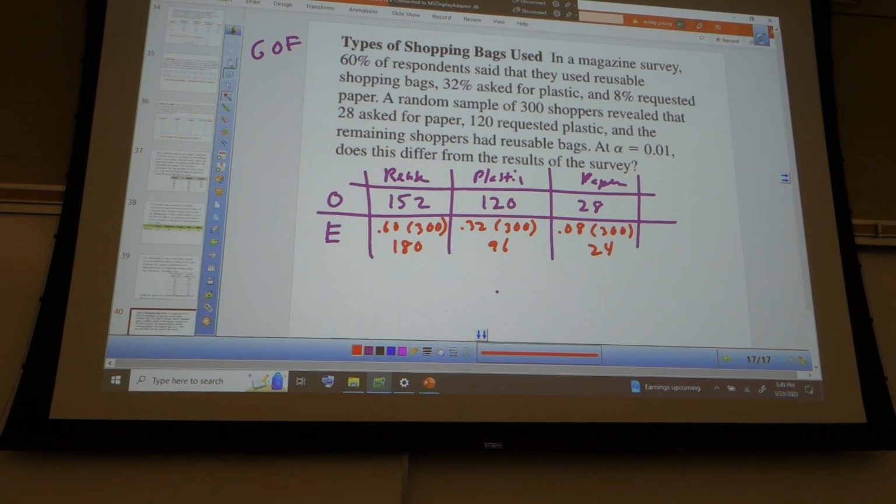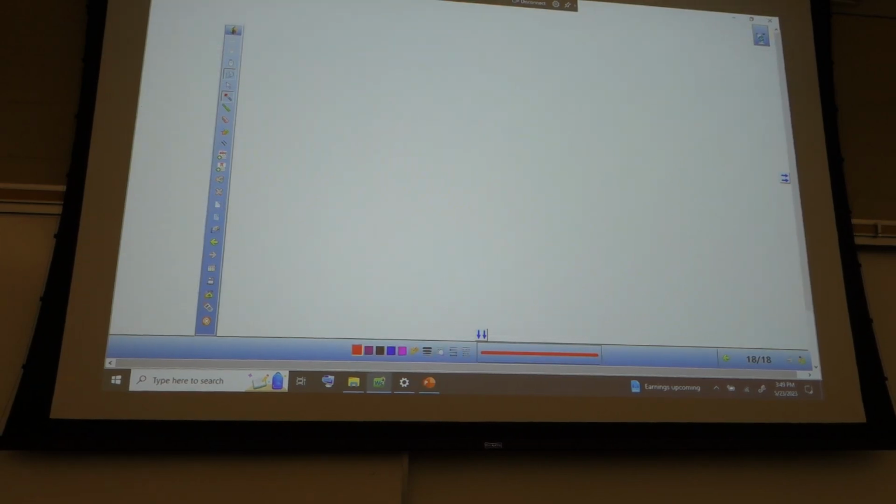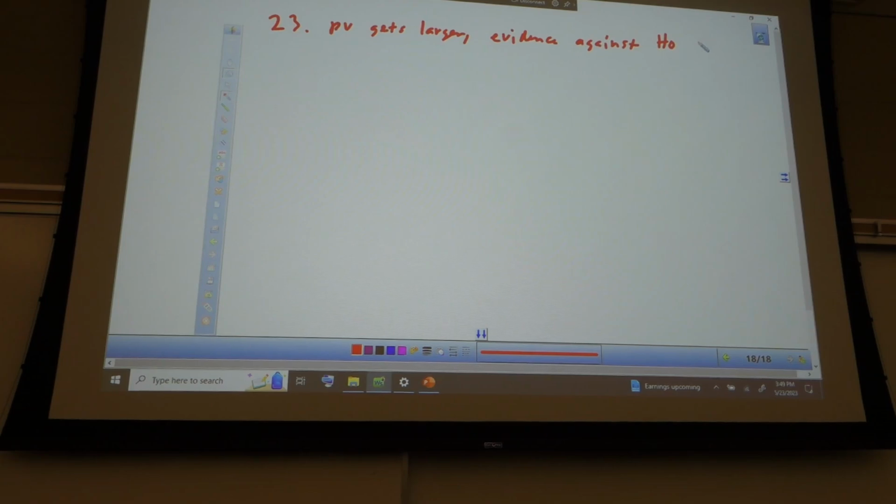All right, so next we're going to take a look at the multiple choice ones. Number 23 was: as the p-value gets larger, evidence against H naught gets what? Take a second with your neighbors. As my p-value gets bigger, larger, what happens to the strength of evidence? Do I have more evidence or less evidence? Less evidence.